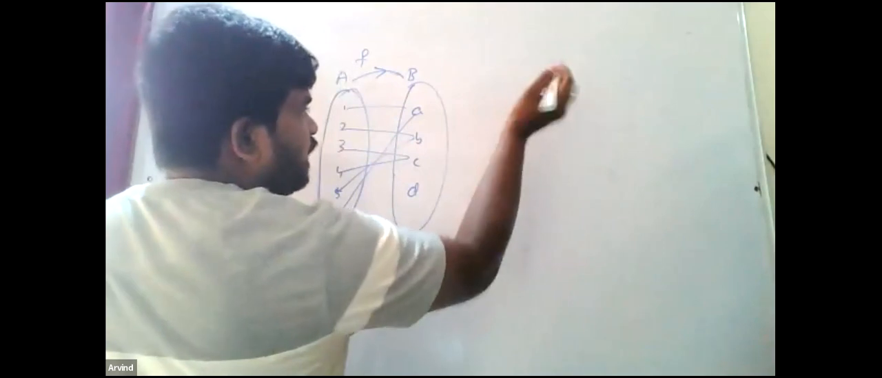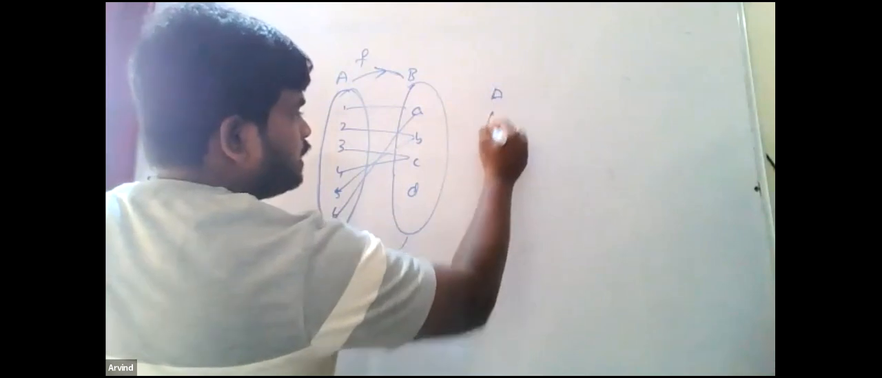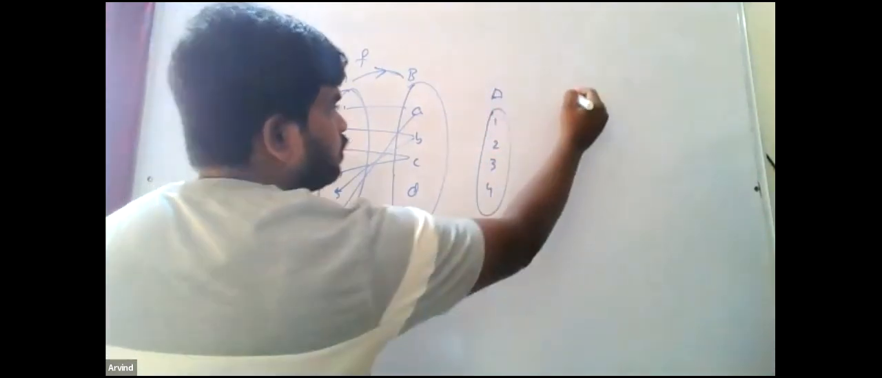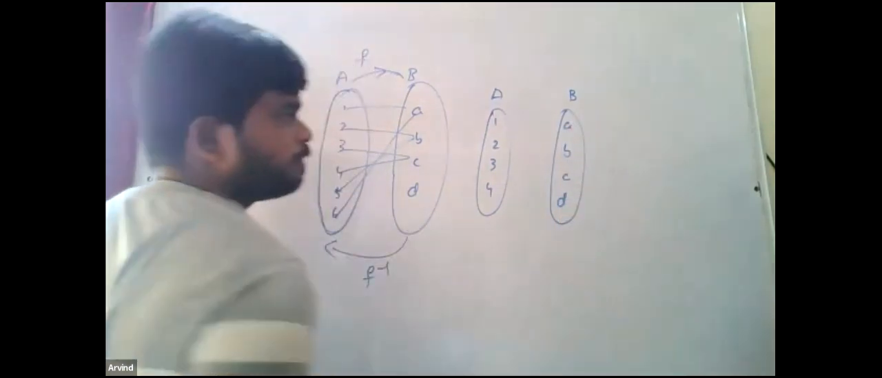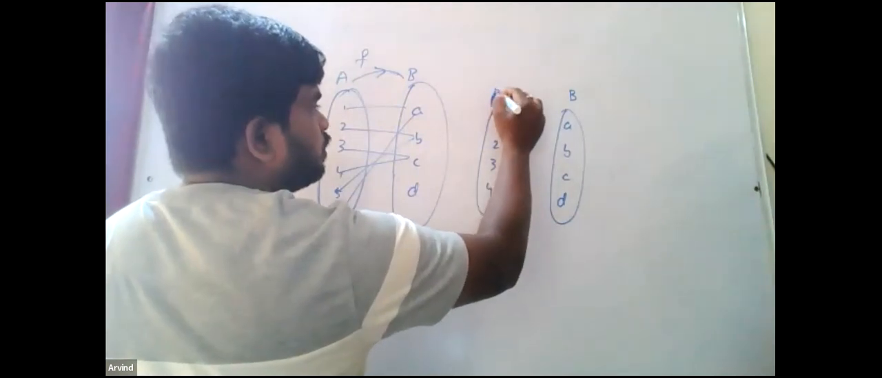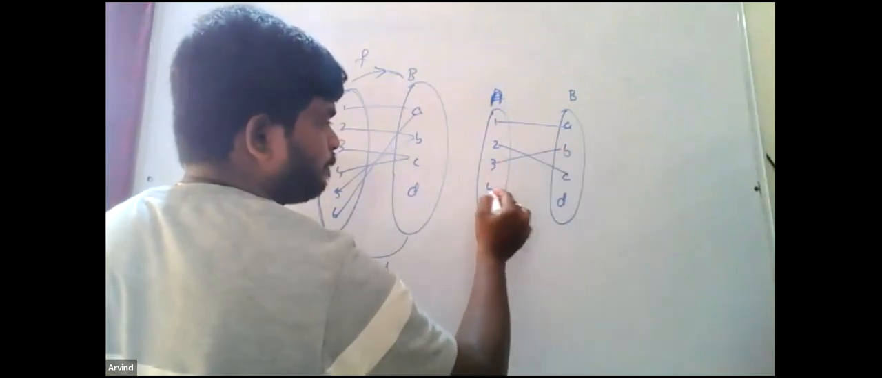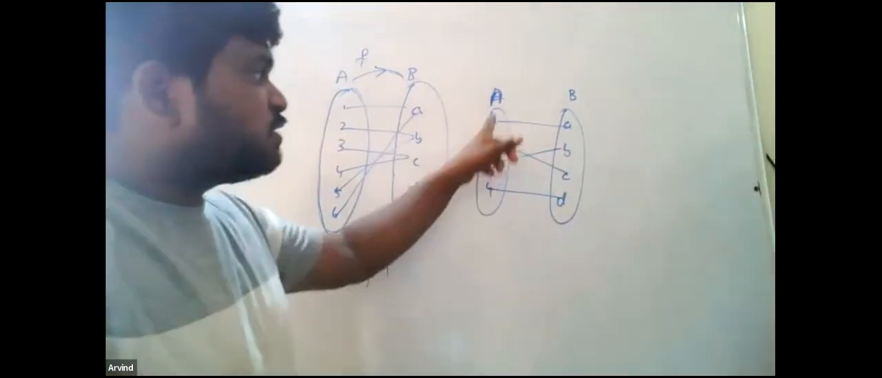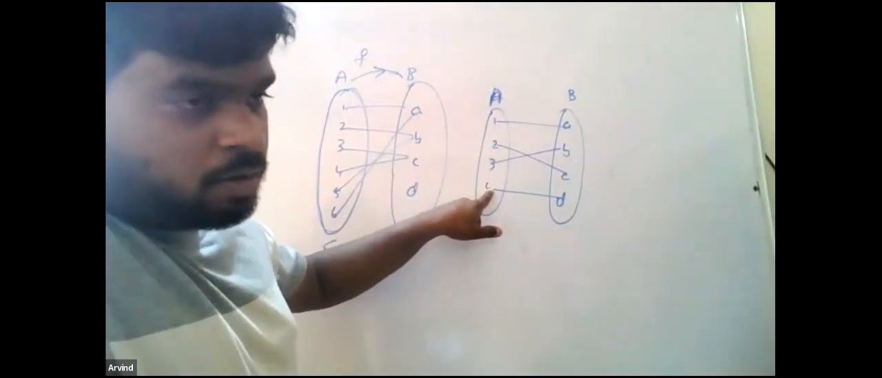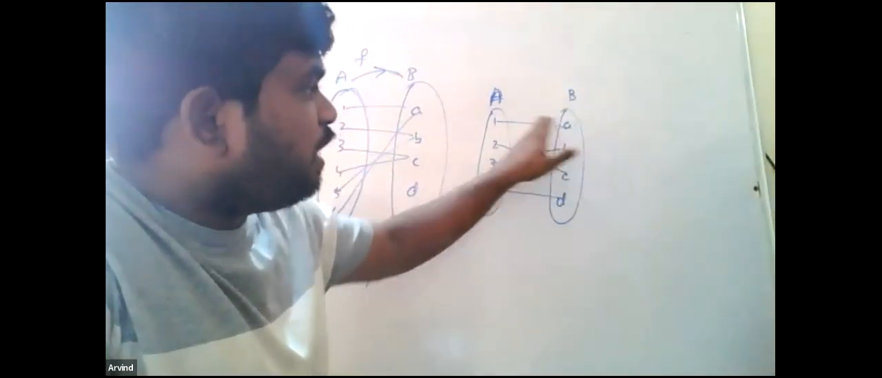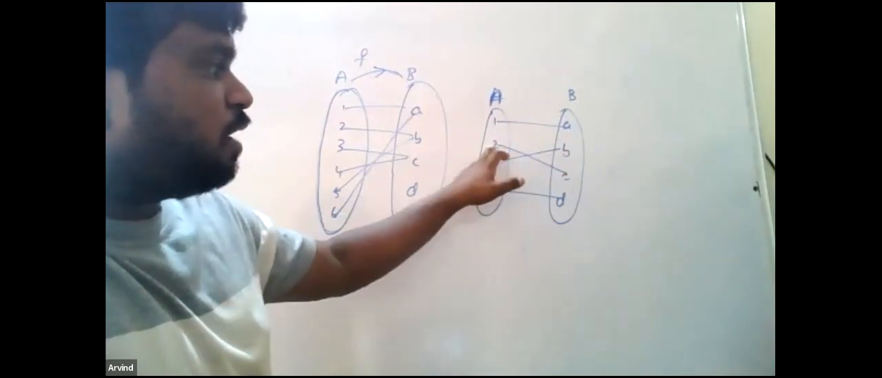Now if it is 1-1 and onto, I'll give you an example. A, let's take it as 1 2 3 4. B, let's take it as a b c d. Observe, this function is 1-1 and onto. All the elements of B have got only one pre-image. How many pre-images does a have? Only one. b has only one. c has only one. d has only one.